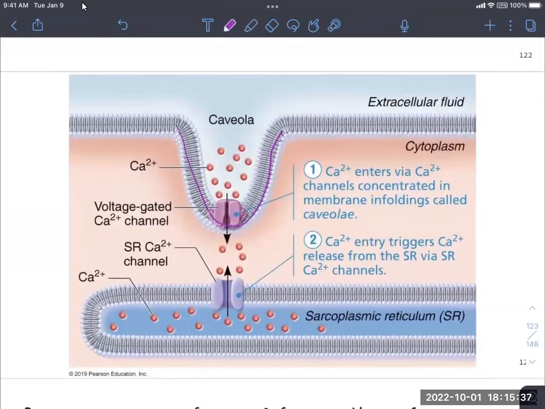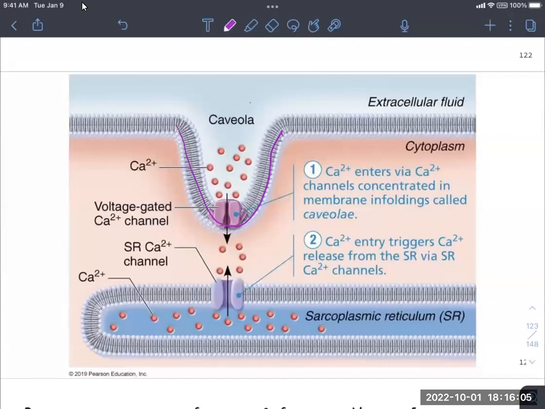That is a caveolae. Calcium is going to enter that calcium channel in this caveolae here. That calcium comes from the extracellular fluid into the cell. That calcium that comes in triggers calcium to be released from the sarcoplasmic reticulum.